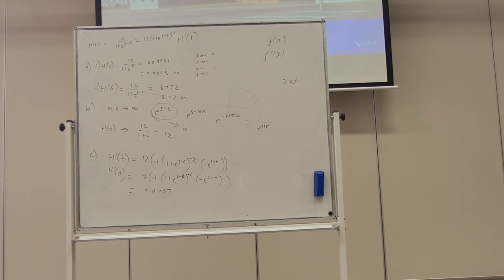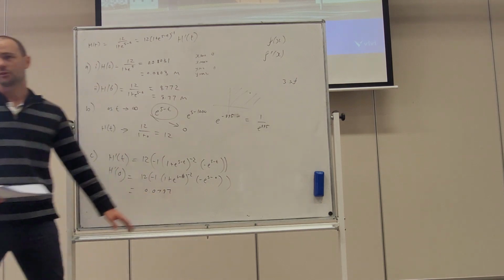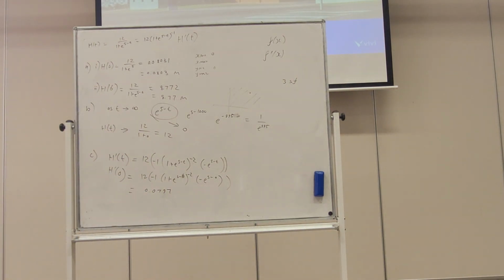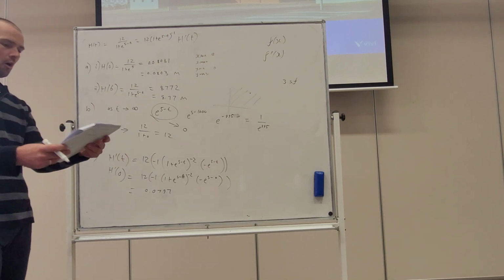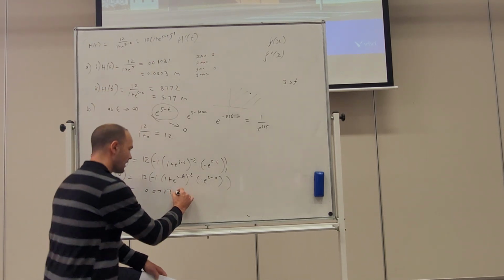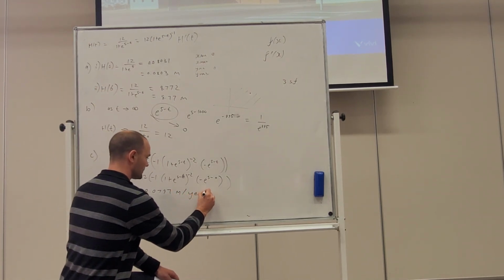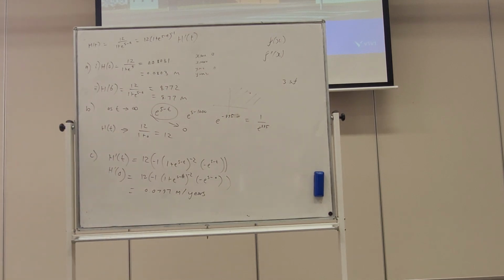So that's h dash of 0. Next we're asked for h dash of 2. Now, sorry, we should put a unit here. And our unit is the y-axis per x, right? Rate of change is always y per x. On the y-axis we have meters, and on the x-axis we have years. So initially the tree is growing at 8 centimeters per year. Pretty insignificant.